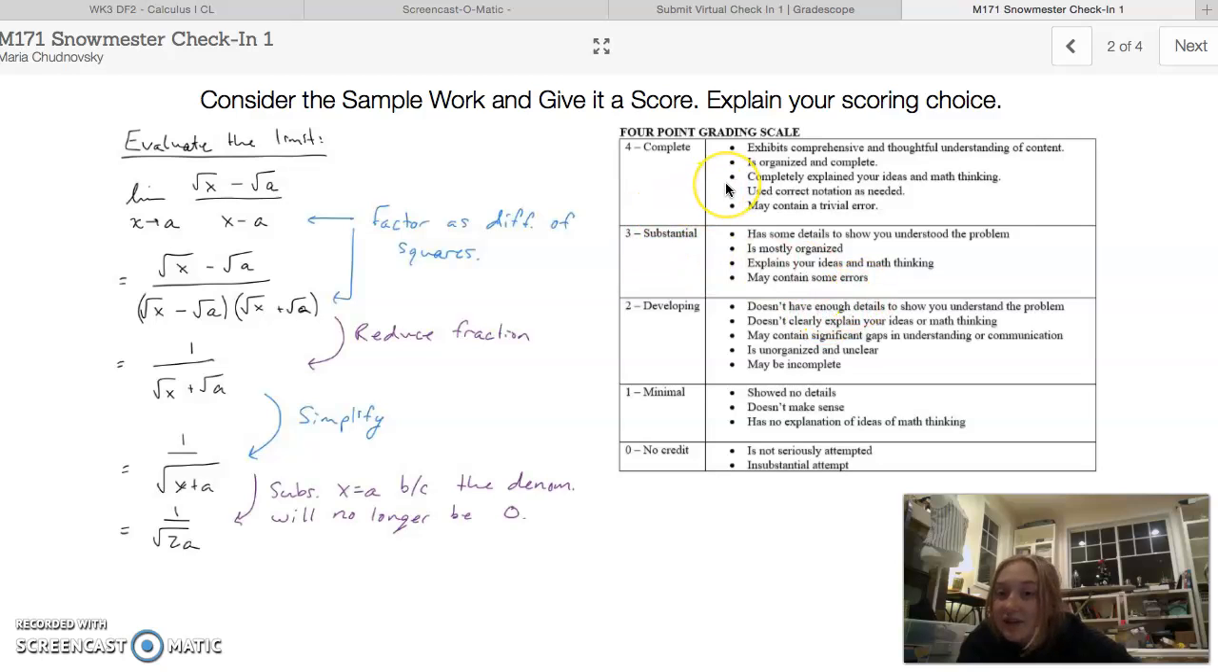It wasn't perfect, but there was a pretty big error. Like, if I'm right, you can't do that. But they explained their ideas, their math thinking, everything. They even said because the denominator will no longer be 0. So yeah, I'd give them a 3. Maybe that's too harsh, maybe that's not, I don't really know, but that's probably how I would have gotten graded, maybe even worse.